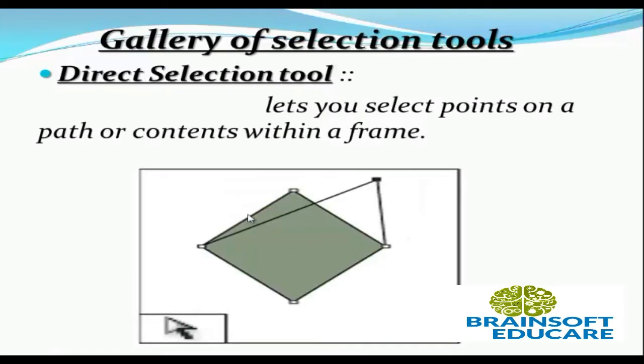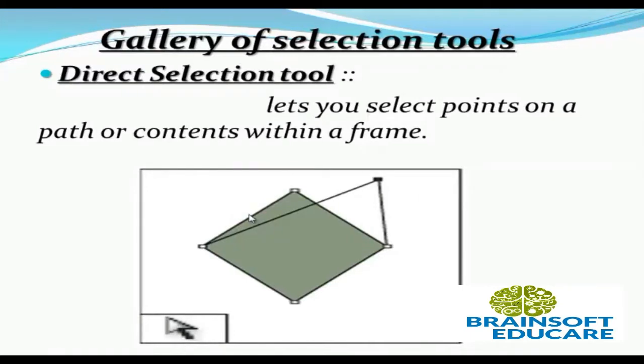Second, direct selection tool. It is used for selecting a point on a path or content within a frame. This is an example of the direct selection tool. Here the object is selected with the direct selection tool. We can select path, segment and anchor points.